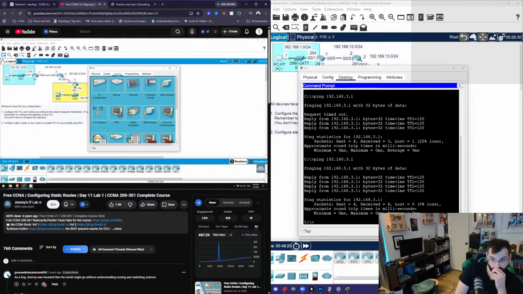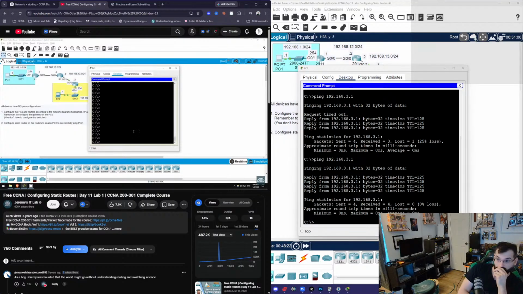Click on desktop, then command prompt. Okay, so this is the moment of truth. The first ping might fail due to ARP, Address Resolution Protocol. But once ARP is finished, the rest of the pings should work if we configured everything correctly. Let's try. Ping 192.168.3.1.